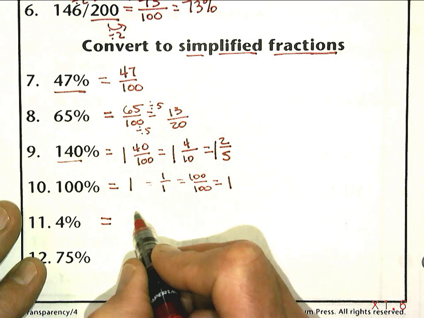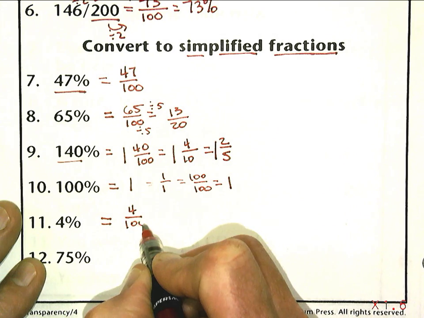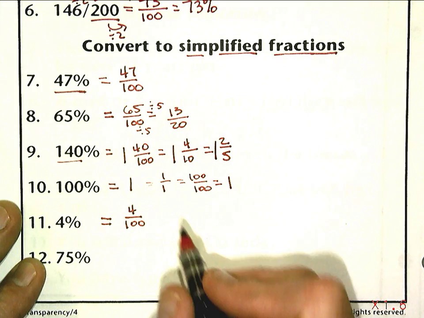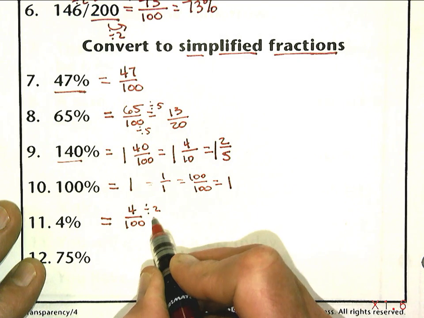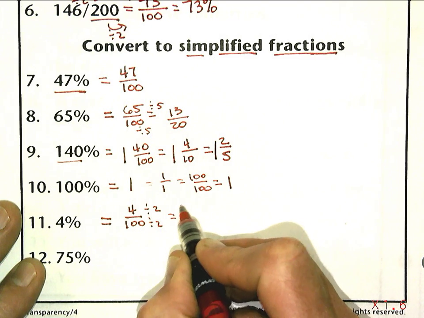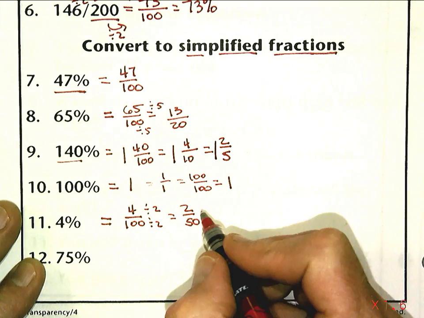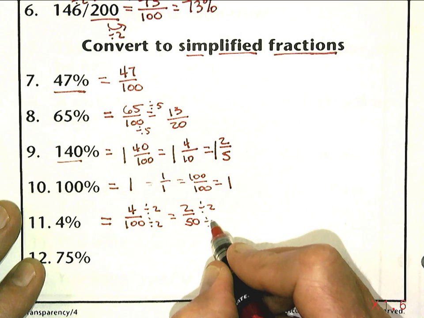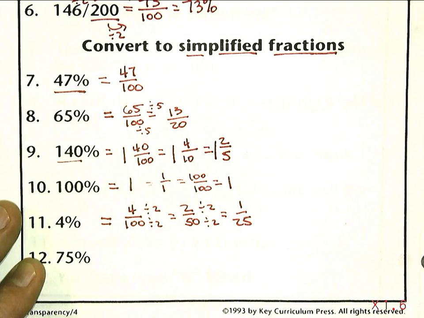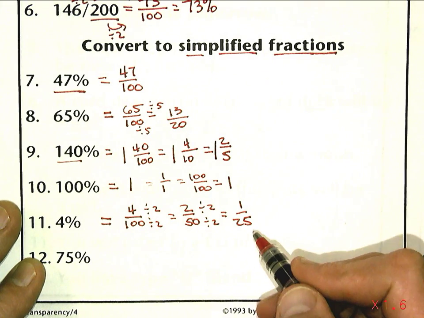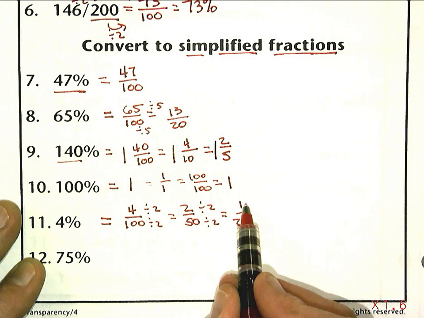All right, 4%. Again, percent is a number out of 100, so it's 4 out of 100. And both of those can be divided by 2. So if I divide that by 2 and that by 2, I get 2/50ths. And that can be divided by 2 still, and so can that. And so that's 1/25. 4% is 1 out of 25.